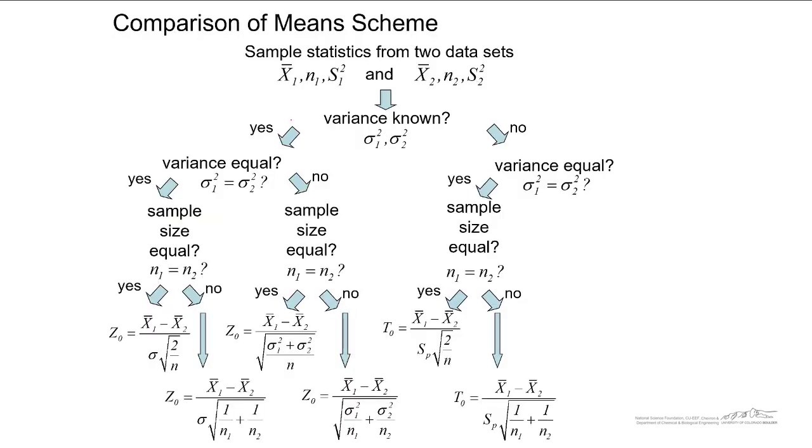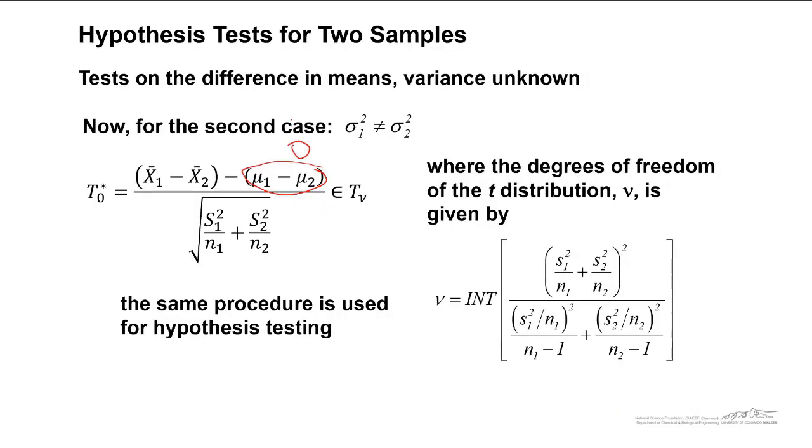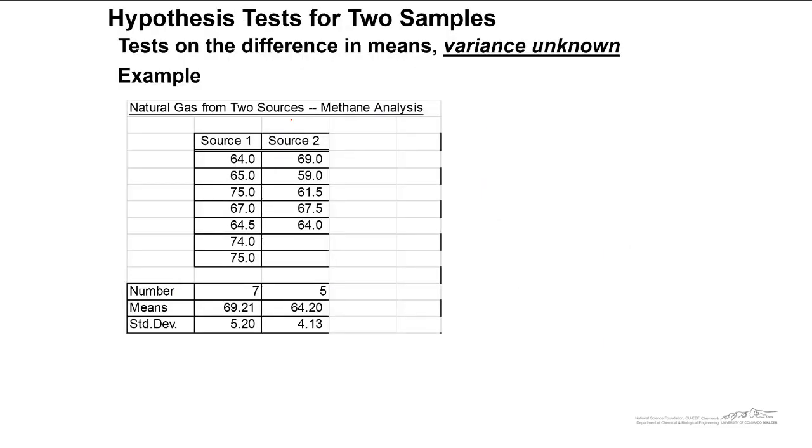So if the variances are not equal, if the sample sizes are equal, then our test statistic simplifies just a tiny bit, and we can use this equation to calculate our test statistic. By the way, an asterisk in both of these cases indicates that we have to use this complicated formula for degrees of freedom, and we're comparing to the t-distribution with nu degrees of freedom, where the degrees of freedom are given here. So let's go through a couple examples.